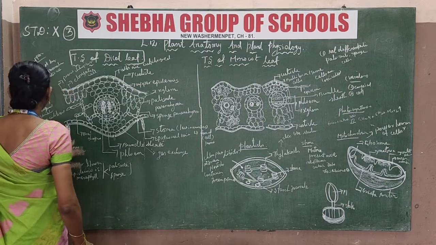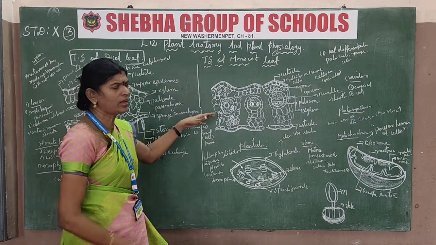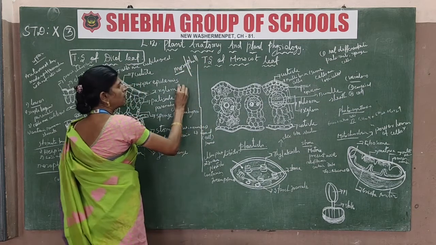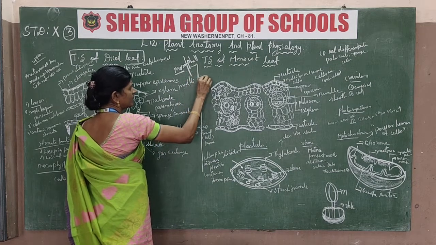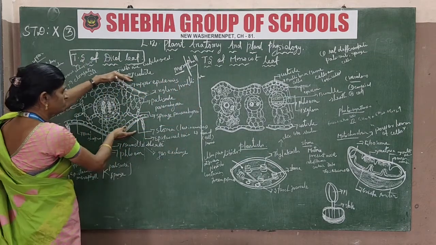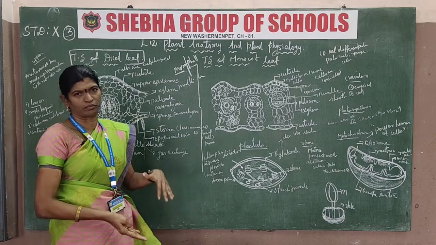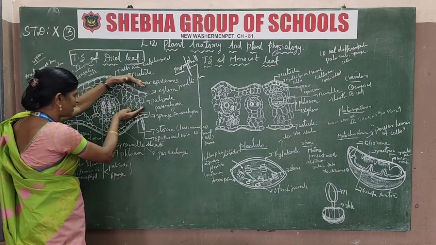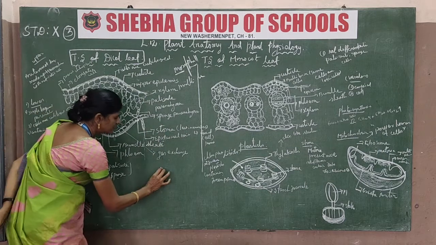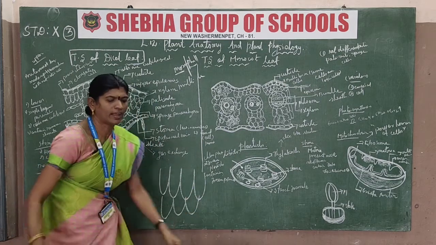Next, the cells between them are differentiated into the mesophyll. What is the mesophyll? Meso means middle, the center. Phyll means leaf. So the middle leaf tissue is arranged in two types: one is the palisade parenchyma and another one is the spongy parenchyma. Understand? The palisade parenchyma is elongated in shape.